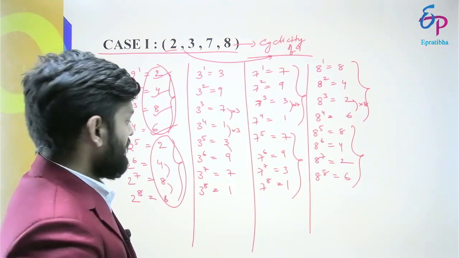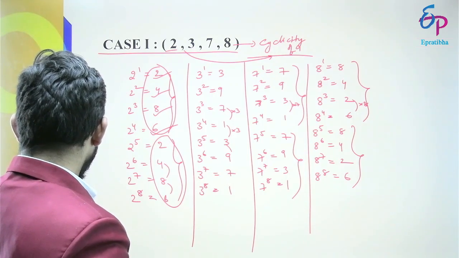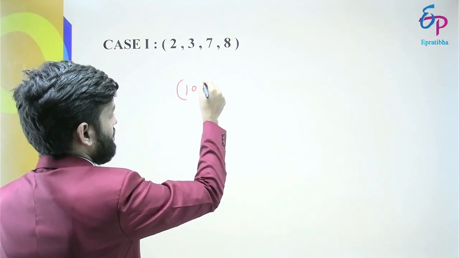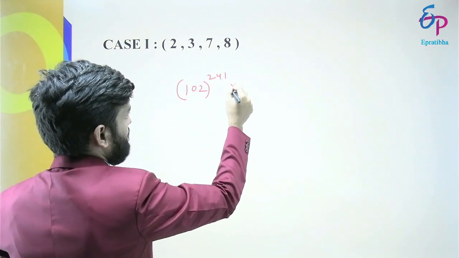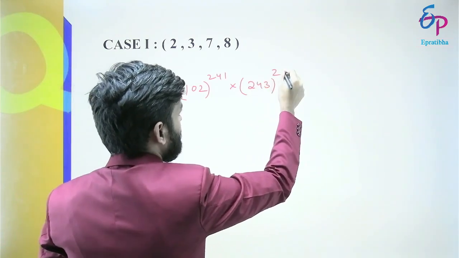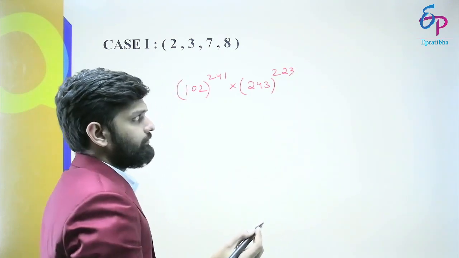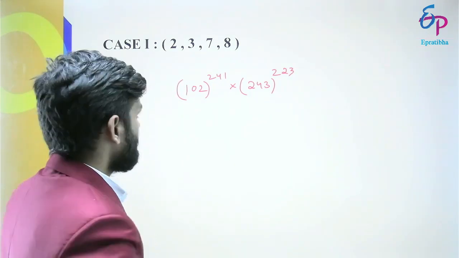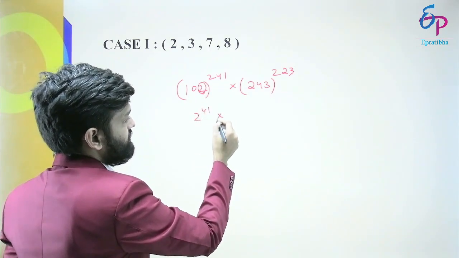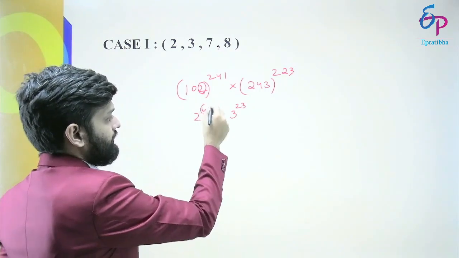Now if you want, see here, one minute. If you have 2 power 41 into 3 power 23, what will be the unit digit? What is the short form of this one? You have to take only 2 power 41. And what is the short form of this one? 3 power 23. Now take the remainder.